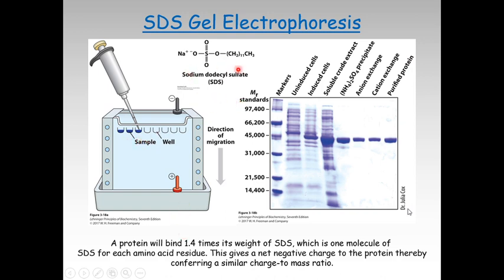SDS is treated with a protein sample, which provides negative charge to the protein, right? A protein will bind 1.4 times its weight of SDS, which is one molecule of SDS for each amino acid residue, right? This gives a net negative charge to the protein, thereby conferring a similar charge to mass ratio. Once you run the sample in this gel, proteins of different size will migrate differently.